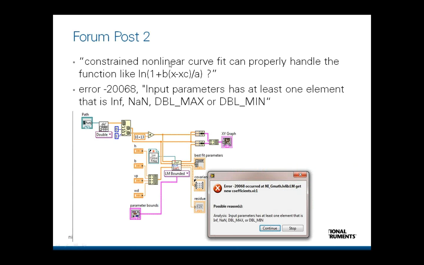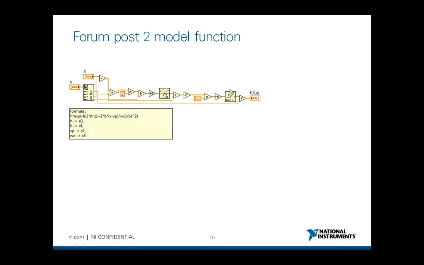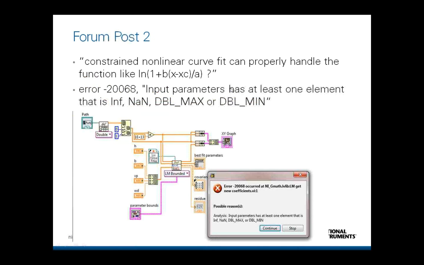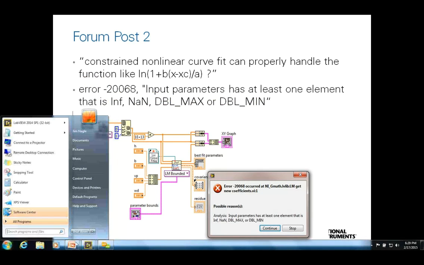Next forum post. So constrained nonlinear curve fit can properly handle the function like this. So that's a direct quote from the original poster. The problem is that when he runs his VI, he gets this error -20068. Input parameters have at least one element that's one of these exceptional values. So let's take a look at that.